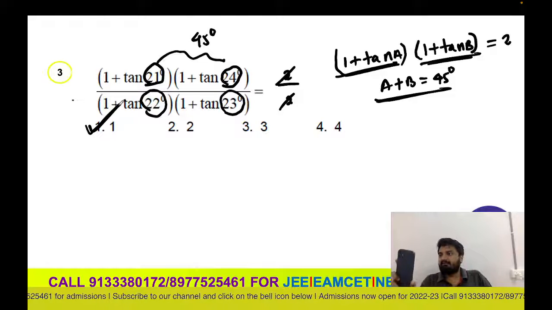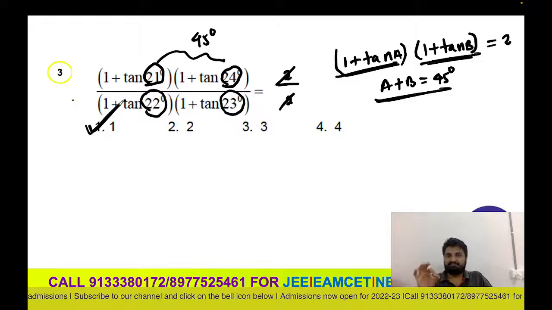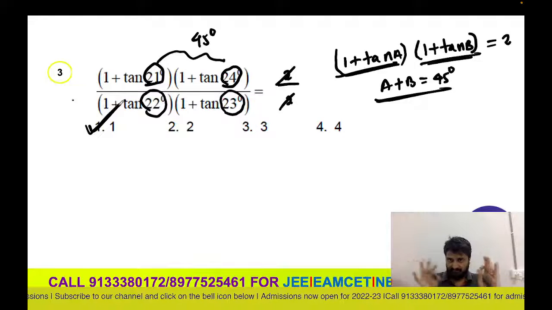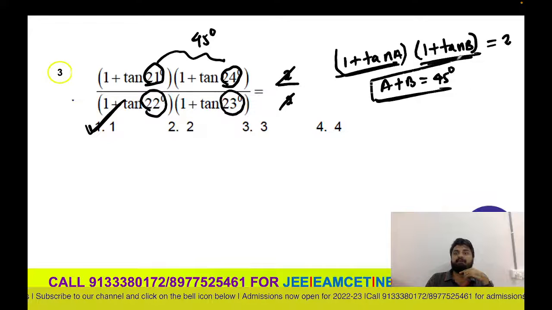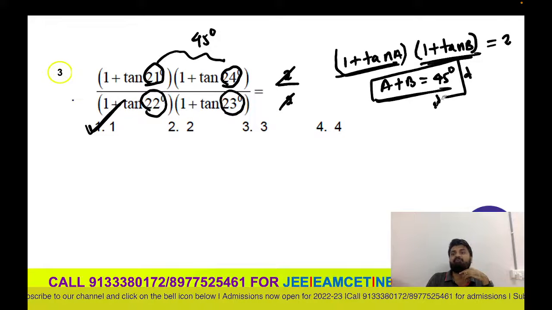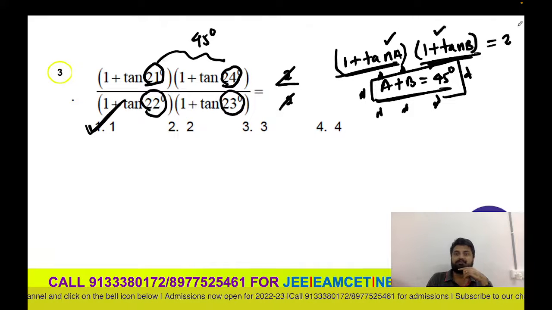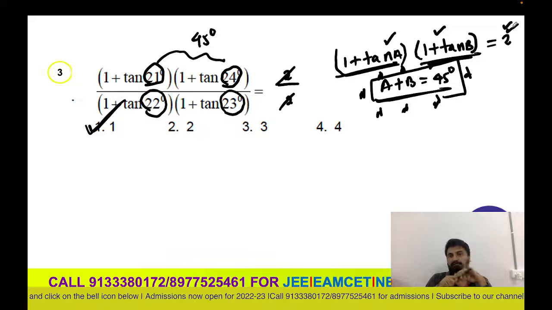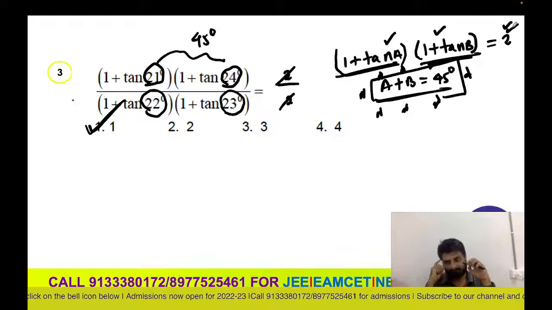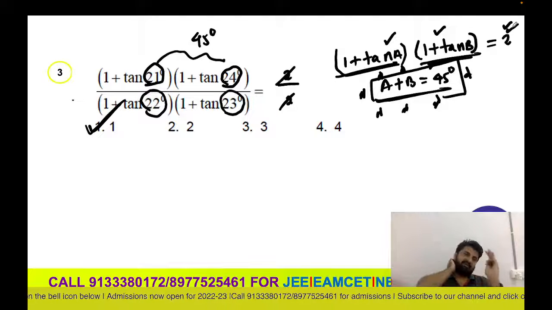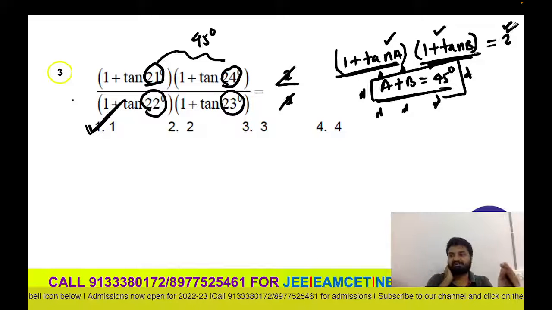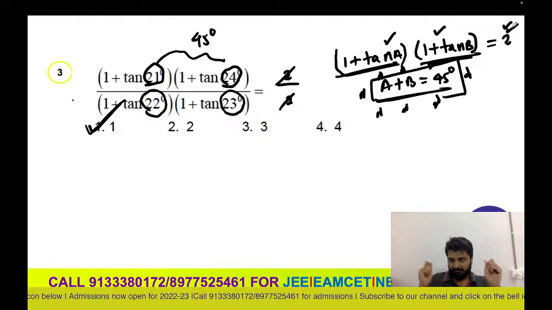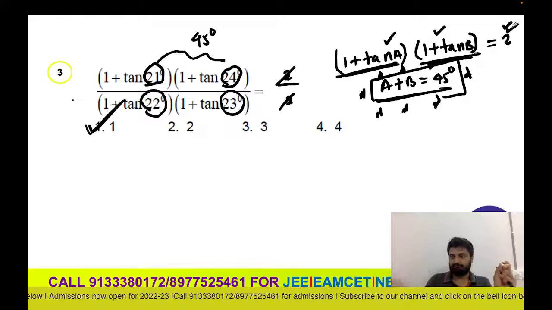It's so easy, this one. All you need to do is, this condition will hold good only if you have A plus B as 45 degrees. If you have A plus B as 45 degrees, then 1 plus tan A into 1 plus tan B will be equal to 2. So this is again another simple, easy question for the benefit of all of you.